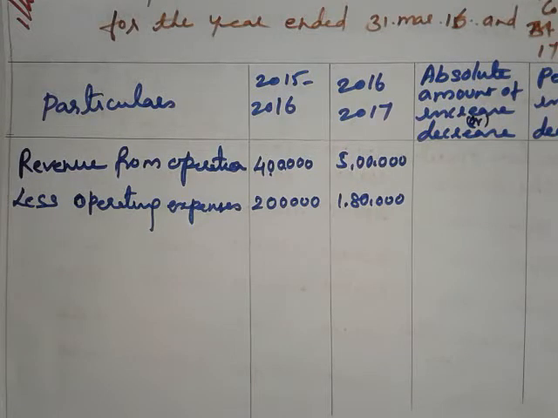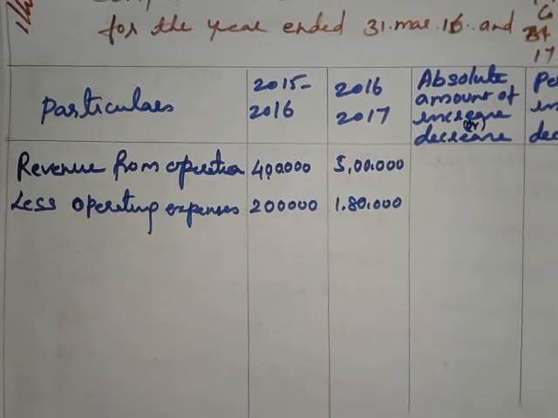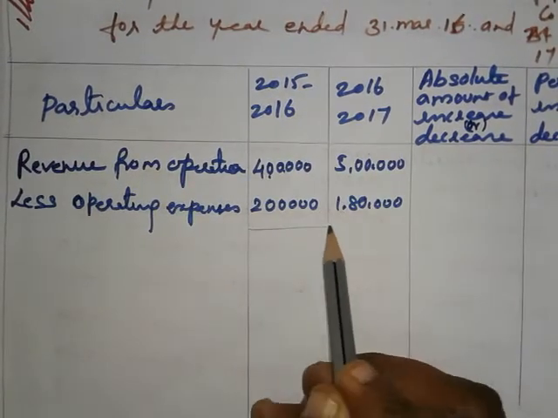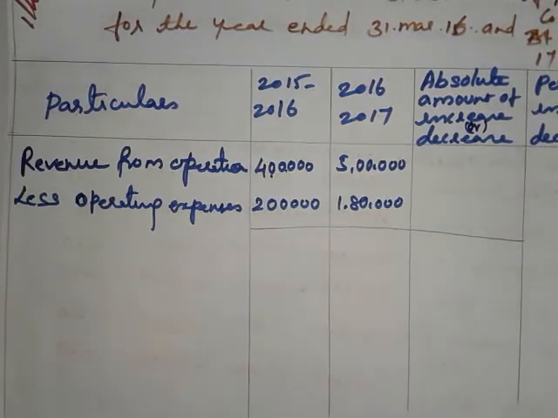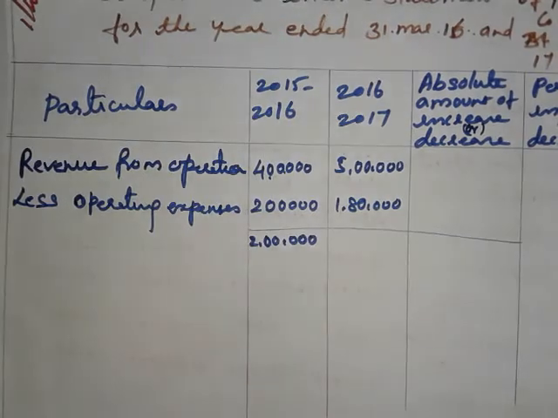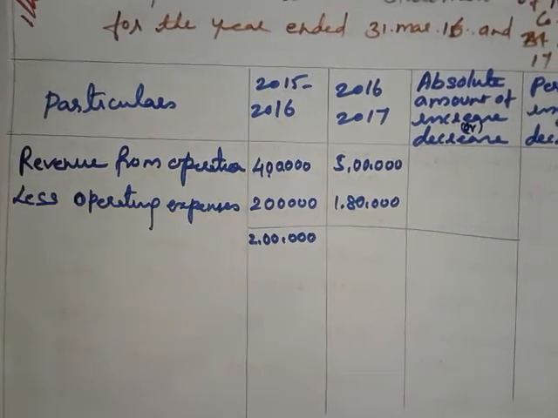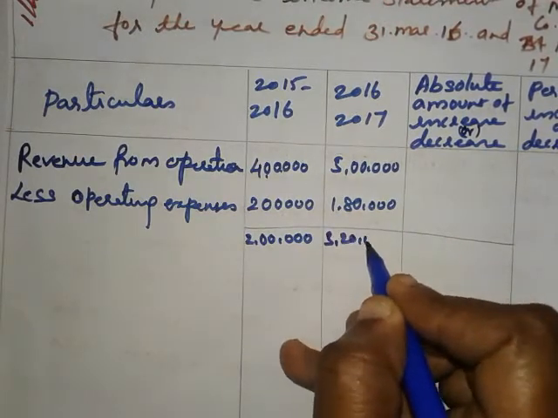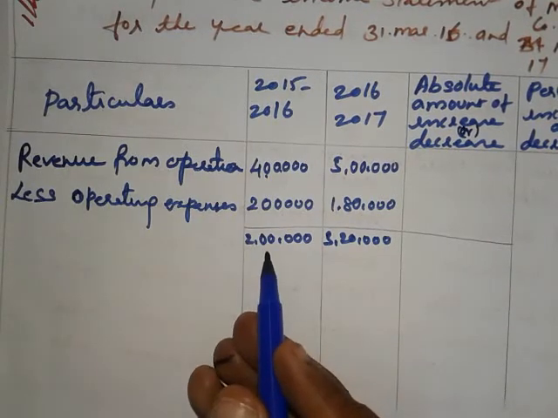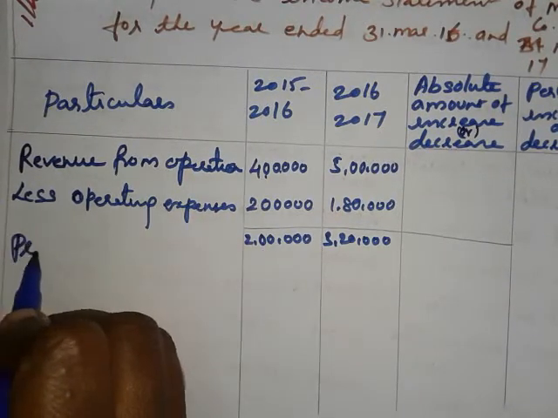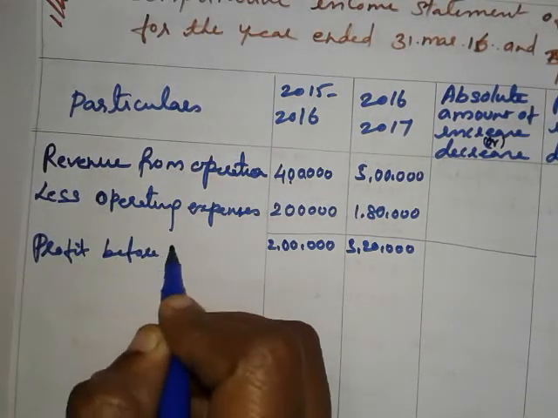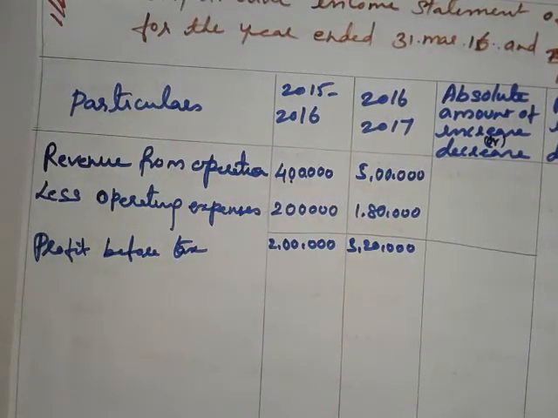And next, now we are going to find out the profit. So this is income and this is expenses. Income minus expenses, you can get the profit. That is 4 lakhs minus 2 lakhs is 2 lakhs, and 5 lakhs minus 1 lakh 80,000, you can get 3 lakhs 20,000. This is known as profit before tax.